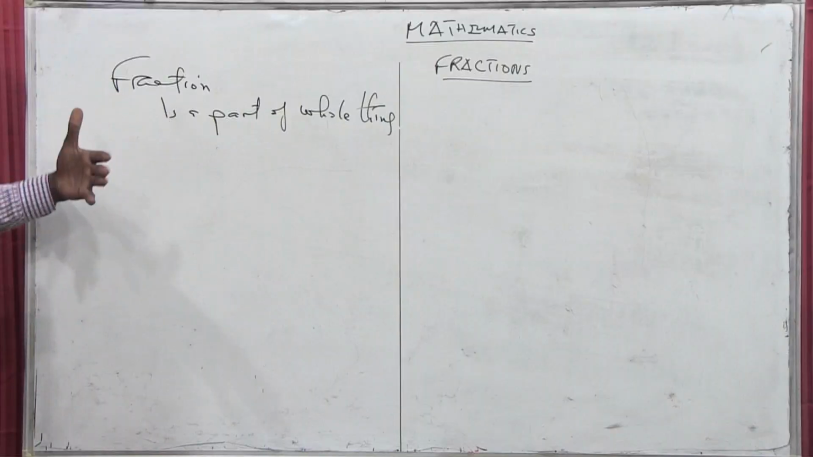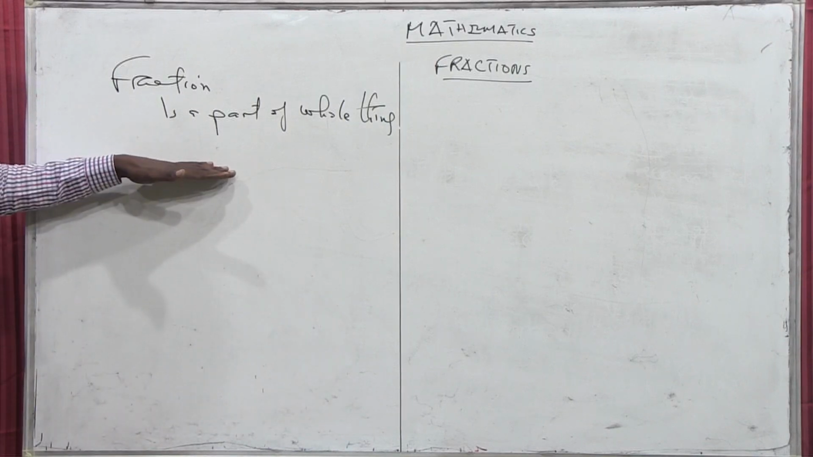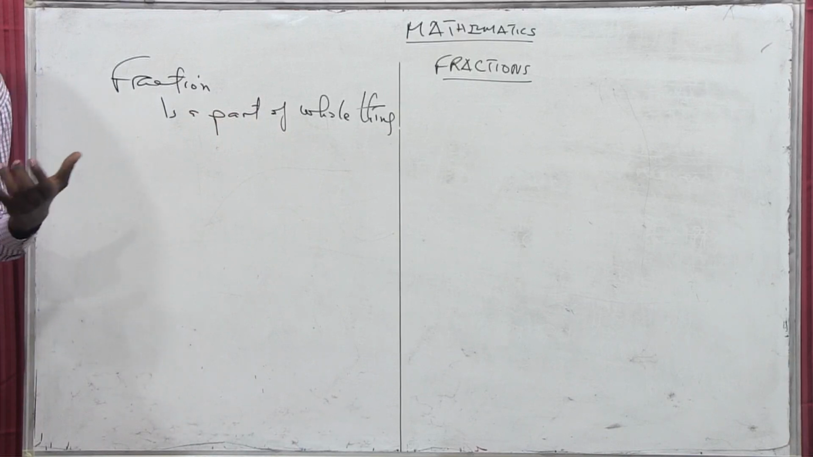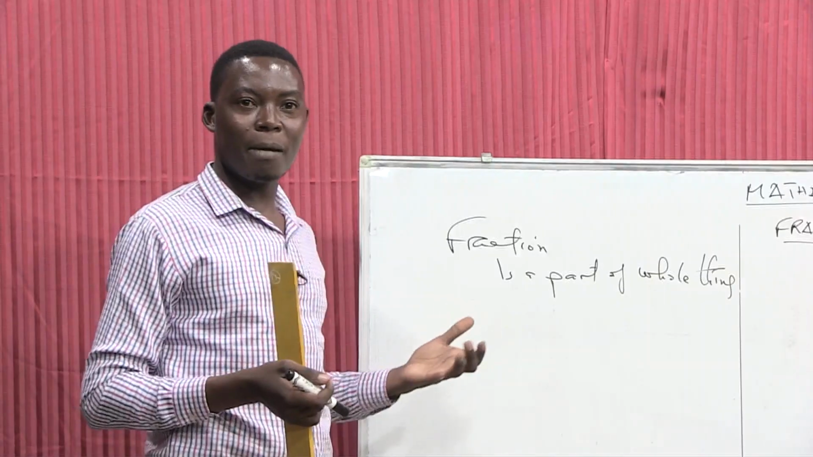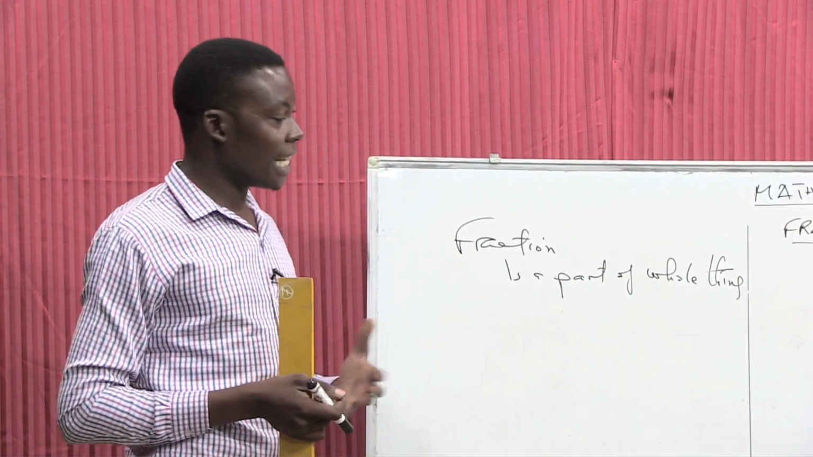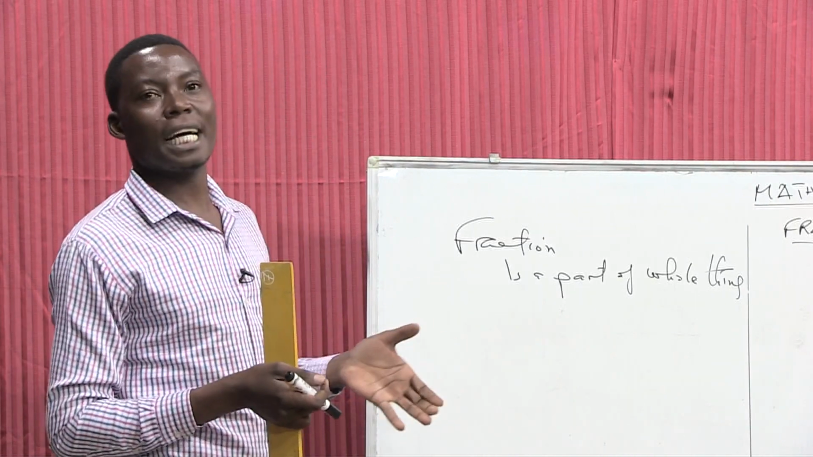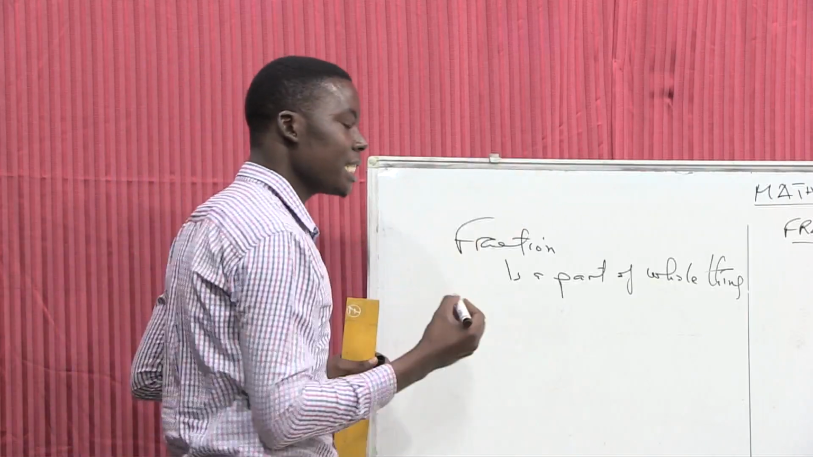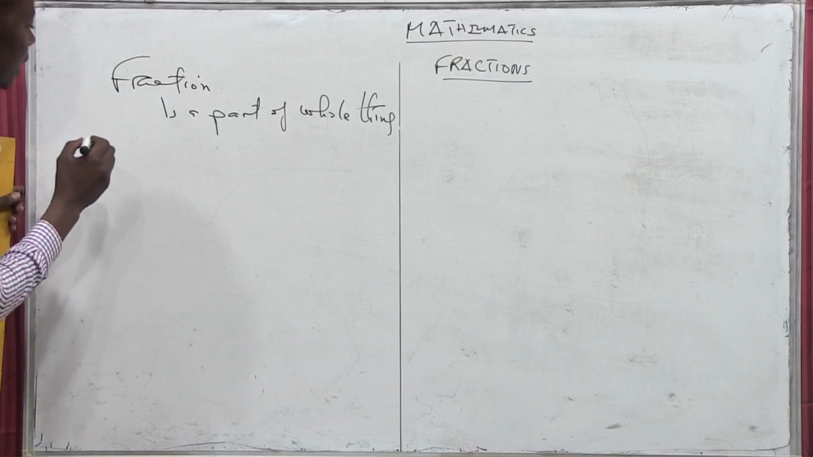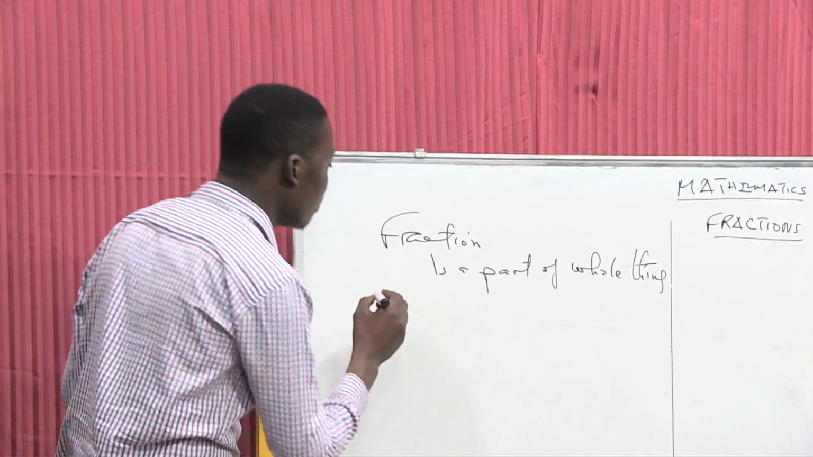You may agree with me that in our daily life, we have things, then we always take part, some of it. For example, your mom or your sister may prepare food at home, then you take a portion, you leave the remaining portions for others. A whole thing or an object is divided into equal parts.